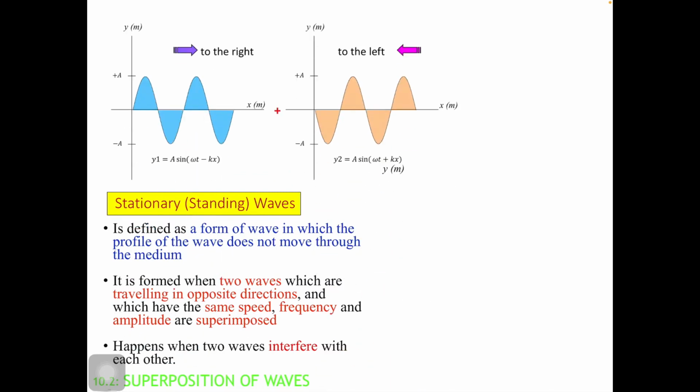So macam tu. Okay, so basically it is formed when two waves which are travelling in opposite direction and have the same speed, frequency and amplitude are superimposed. So kalau tengok kita ada dua wave dekat atas ni, kita ada y1 and y2. Kalau y1 ni nampak tak A sin omega t minus. So bila dia minus means that is moving to the right. So the second wave y2 basically dia ada plus. So plus ni means that your wave is moving to the left.